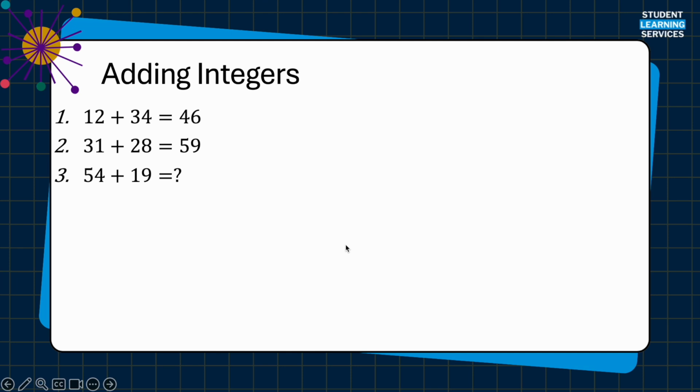Let's look at the third example, 54 plus 19. Can you pause the video and give it a try first? This should be your setup. And the first thing you should have done was adding 4 and 9 together. That is equal to 13.